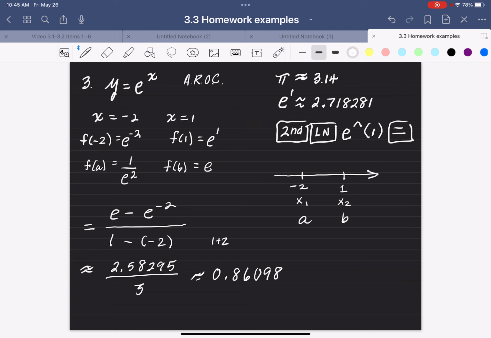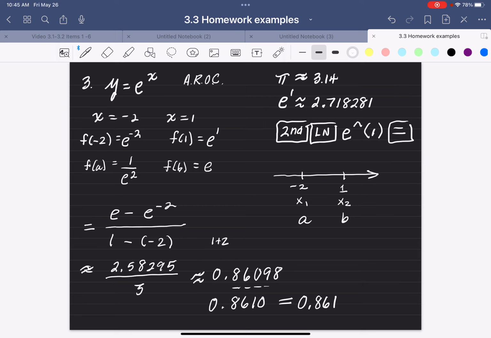of 0.86098. Again, it's approximate. And I'm supposed to go to 4 places, so this 9 bumps up to a 10, 0.86, and there's a 10, and of course that's equal to 0.861. You can leave off that 0 and be okay.